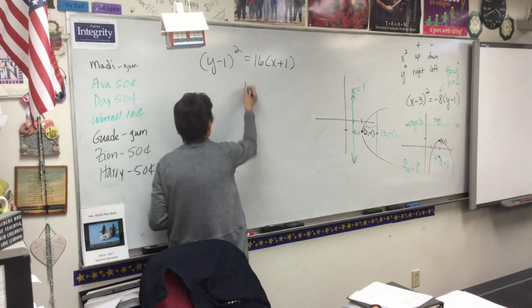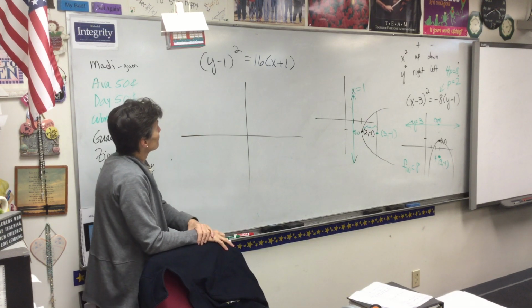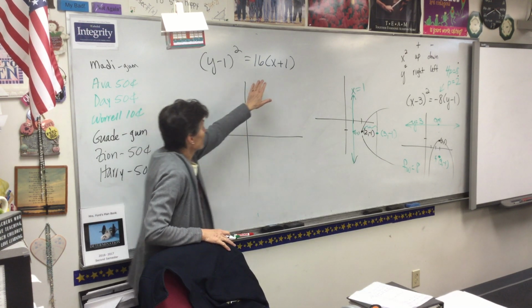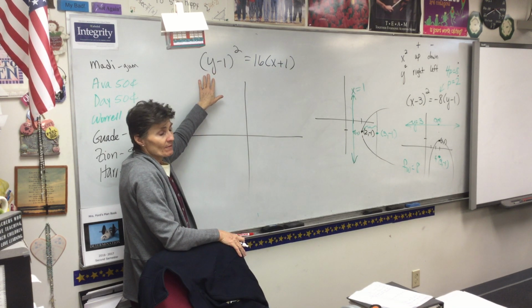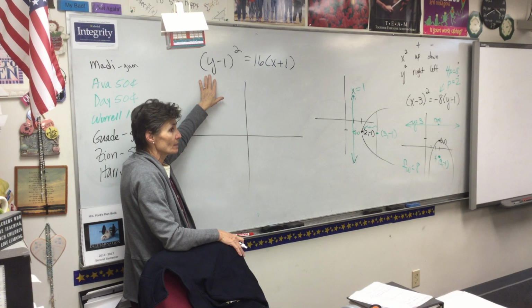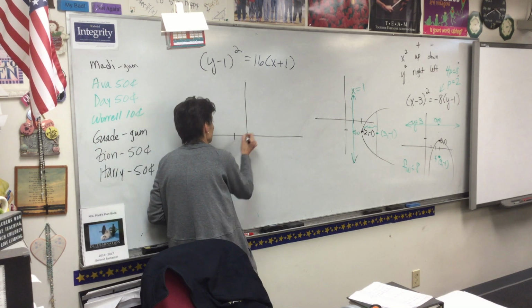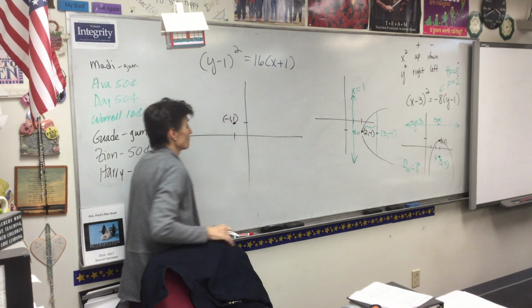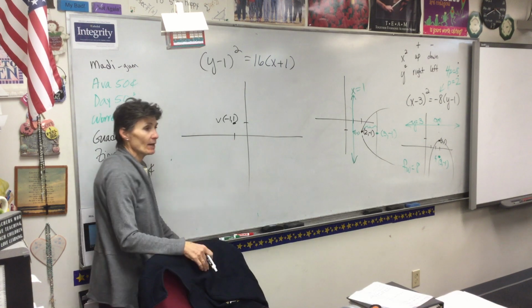All right, Malcolm, where's the vertex of this guy? Be careful. It's always x, y. So it's going to have to be negative 1, 1. That's a really common mistake, and it happens with hyperbolas also. It's negative 1, 1. Always make sure you have x first. So that's my vertex. Is everybody okay with that?